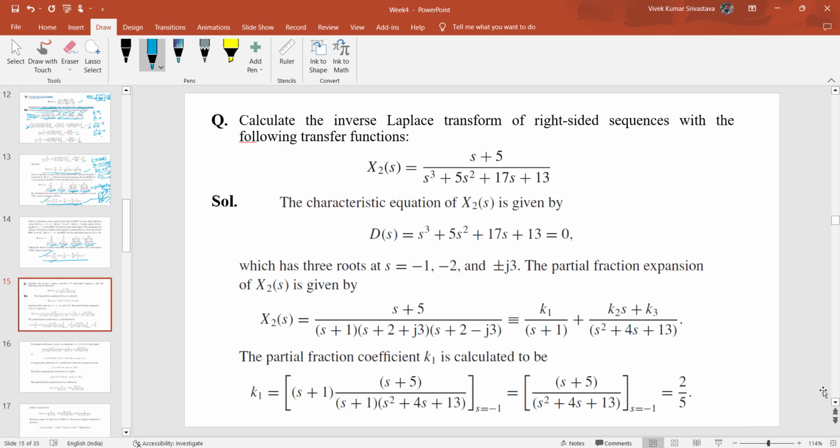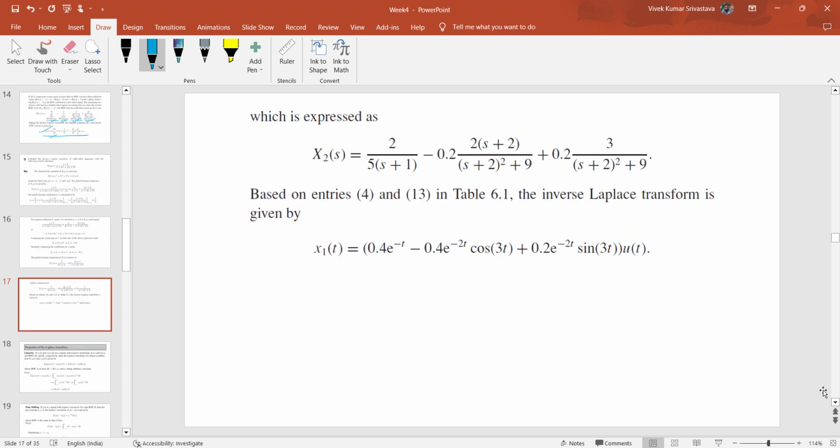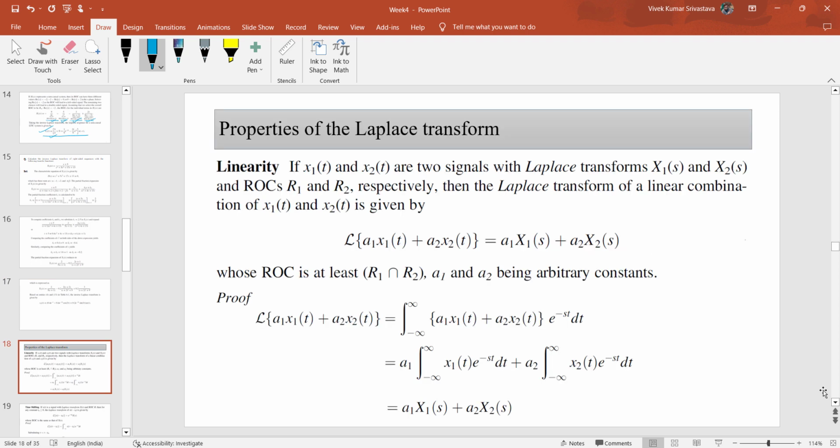Okay, so this is the same kind of problem that I am leaving to you because of time constraint. If later time permits, I will come to this problem and solve it for you. So I am leaving this problem for the time being. Let us move ahead and see some important properties of the Laplace transform. The first property is the linearity property.